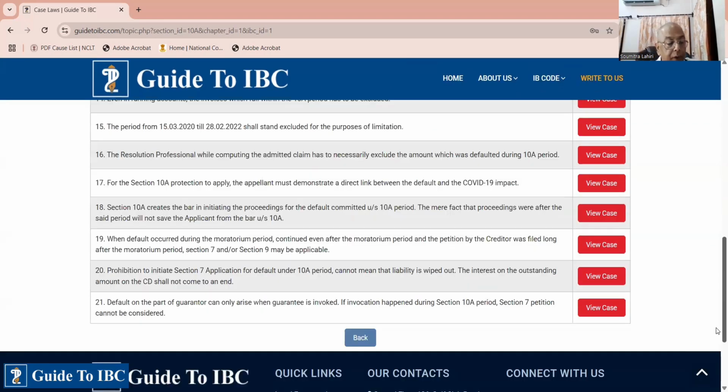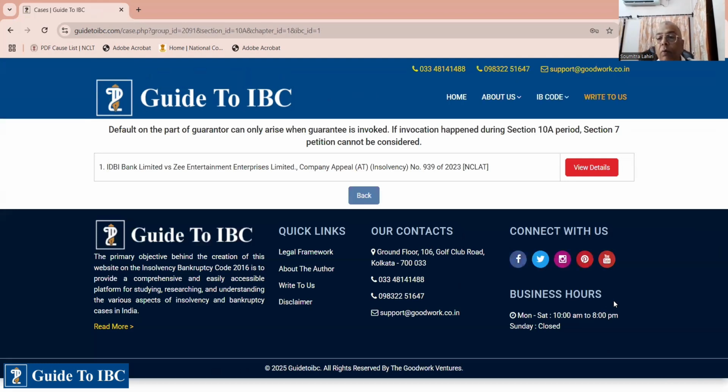Now we come to topic 21. Topic 21 says default on the part of a guarantor only arises when the guarantee is invoked. If the invocation happened during the 10A period, a Section 7 petition cannot be considered. So we have a very fair idea about guarantee invocation. We have seen in personal insolvency also, NCLAT has stated that a petition under Section 95 can only be invoked if the guarantee is invoked. And we have had earlier cases also pertaining to Section 7, in which we found that before making the demand, you have to make the invocation.